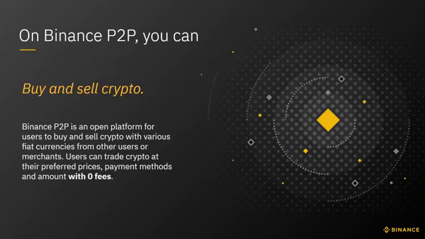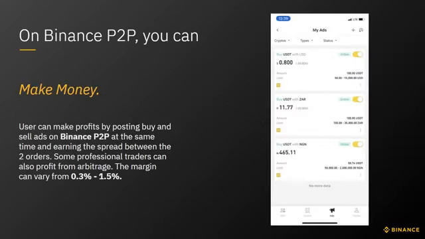It works almost instantly. So on Binance P2P, you can buy and sell cryptocurrency. Binance P2P is an open platform for users to buy and sell cryptocurrencies with various currencies from other users or merchants. Users can trade cryptos at their preferred prices, payment methods, and amounts with zero fees. So this is how it appears.